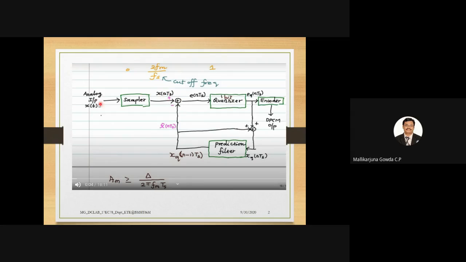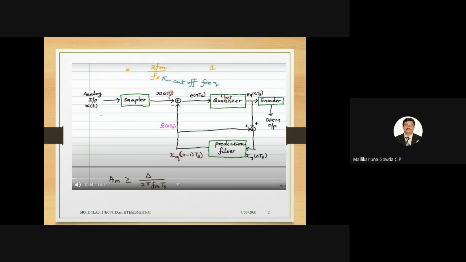Okay. So the analog input samples are compared with the predicted value. So this is my staircase waveform. Okay. That is the approximated value of the analog input signal. So if the difference is positive, means E of nTs is equal to, what I said, X of nTs minus X hat of nTs. Okay. So please write that: E of nTs is equal to X of nTs minus X hat of nTs.